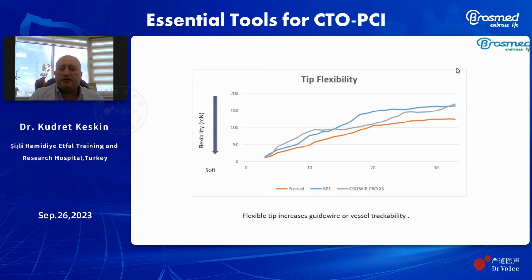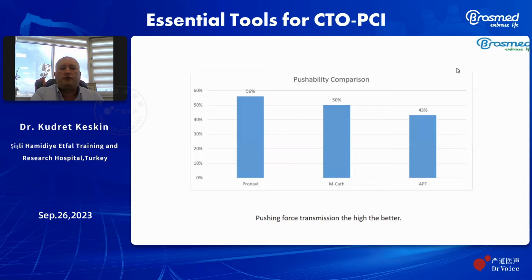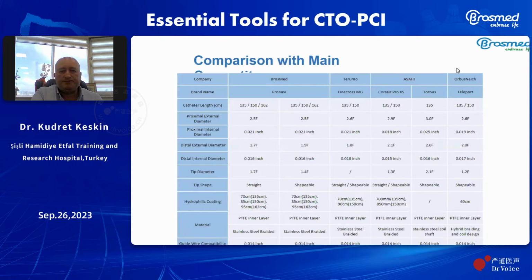In terms of flexibility, again compared with its competitors, we can see that the tip flexibility is enhanced in Pronavi. It's quite good, and the pushability is, of course, again better compared with competitors. This is an overview of the features of several microcatheters available in the market.